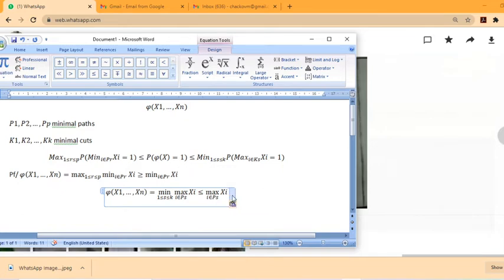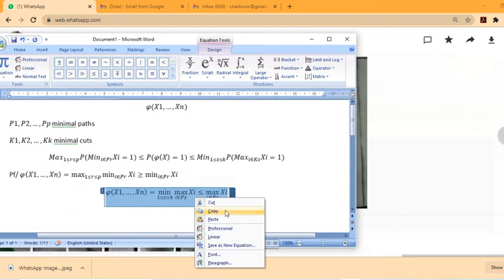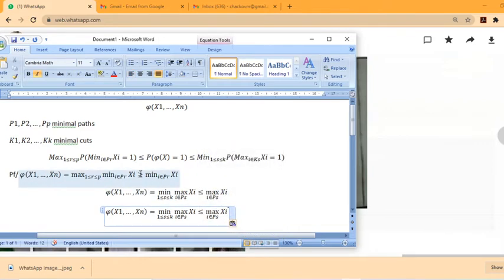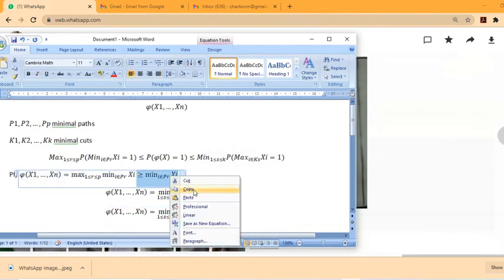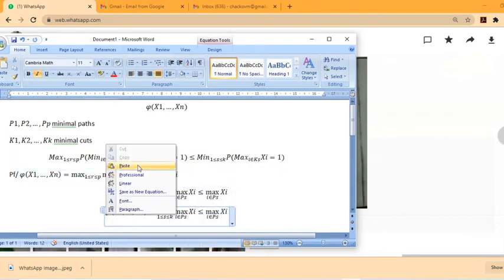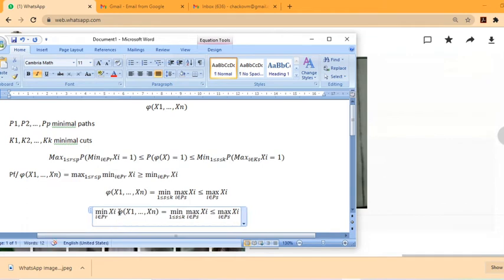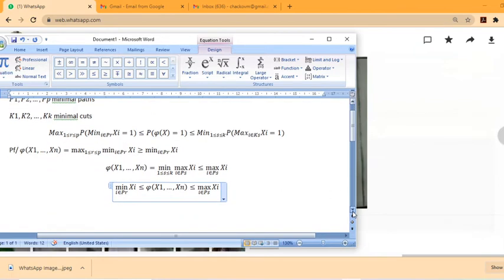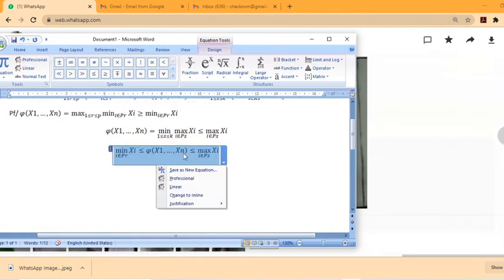So we can combine these two expressions so that we will get this expression. We can remove this one. So simply using these two expressions, we can write the minimum of xi less than or equal to phi of x, less than or equal to the maximum of xi. Now we can take expectation on both sides.